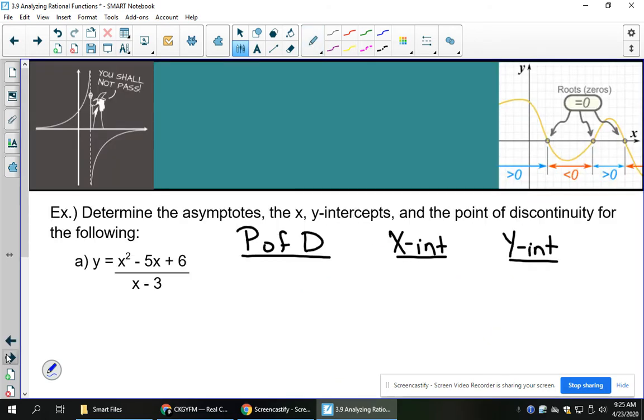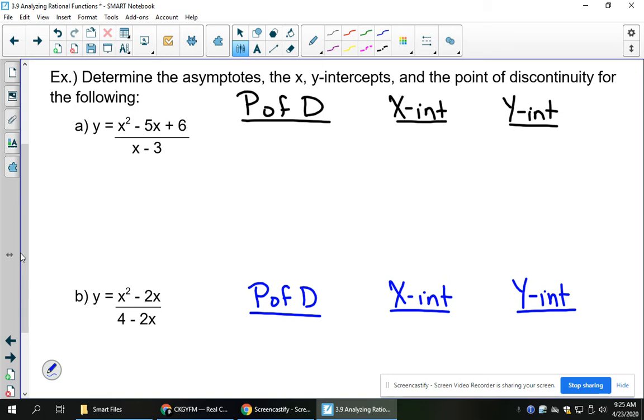Let's try another example. So we're going to determine if these rational equations have asymptotes, x and y intercepts, and points of discontinuity. The first step is always to factor. So this top trinomial, we need to find something that multiplies to 6 and adds to -5. Those two numbers are going to be -3 and -2. I always make sure I put the bottom binomial in brackets just so I know how to cancel these. We cancel brackets with brackets.